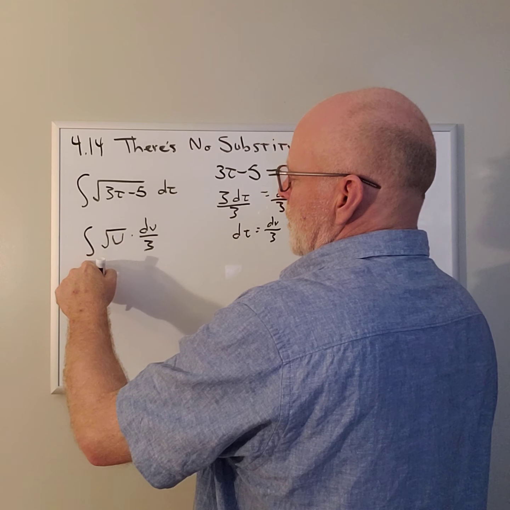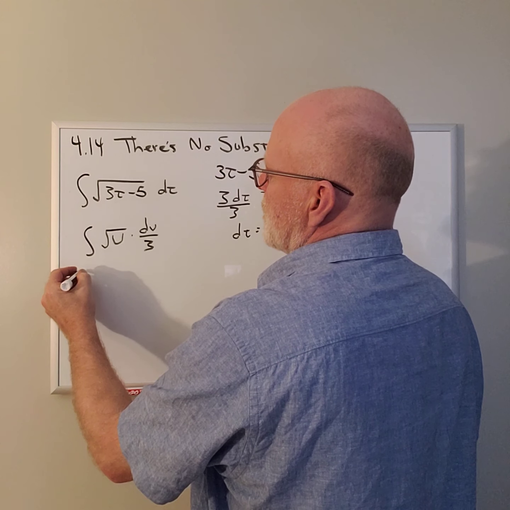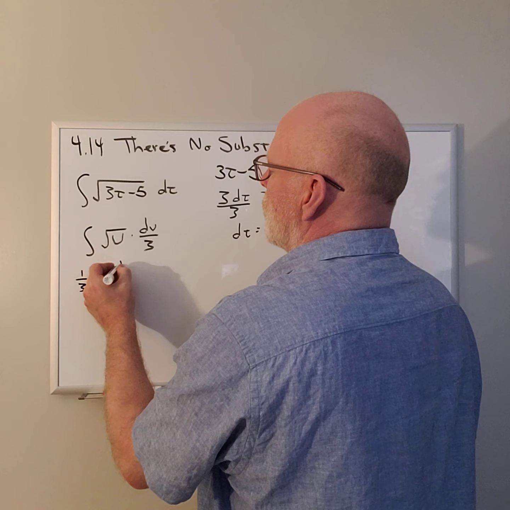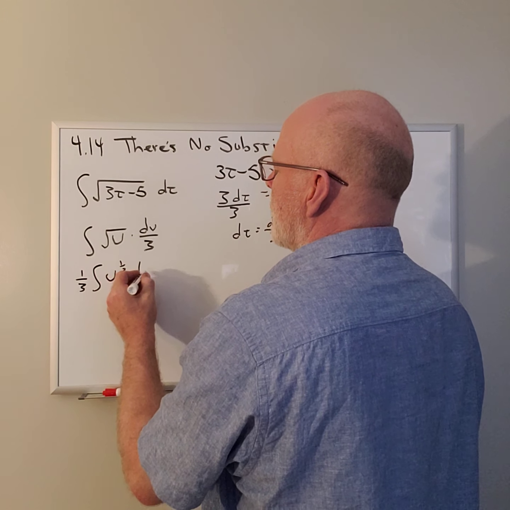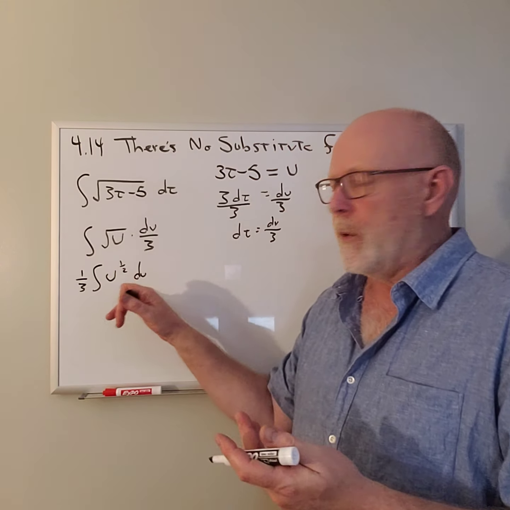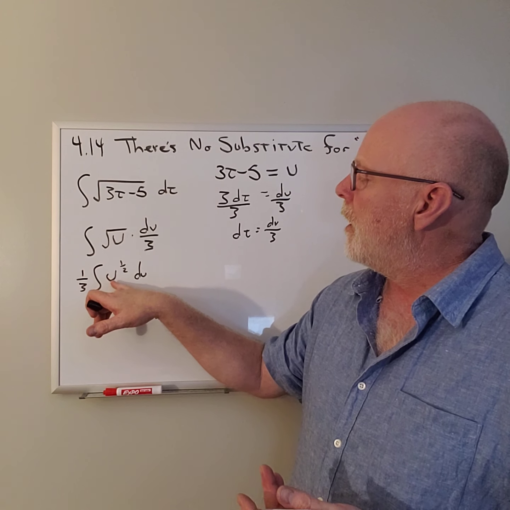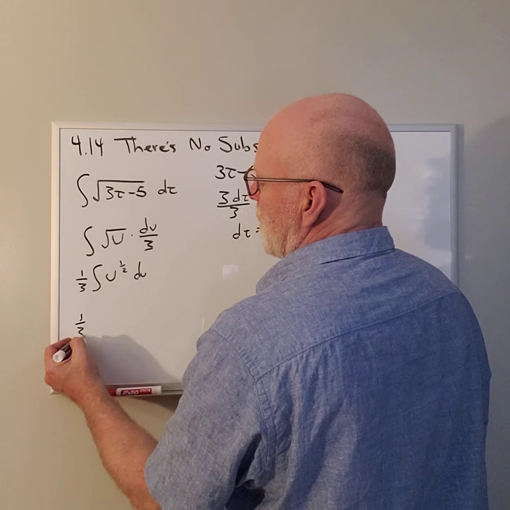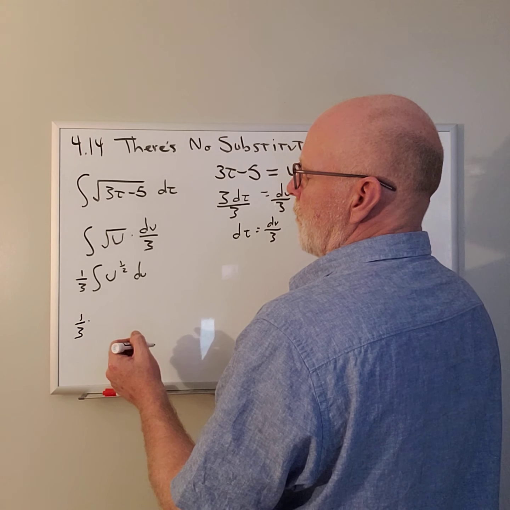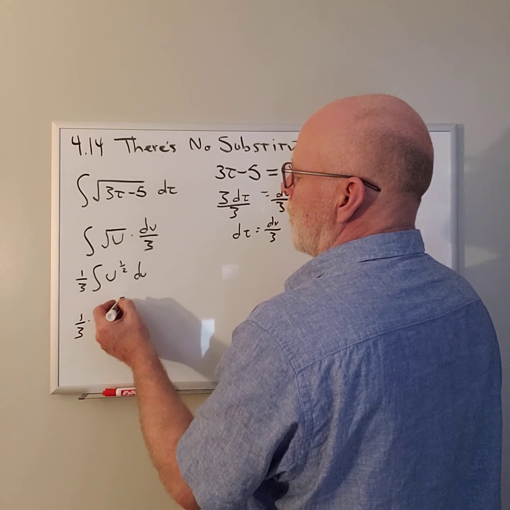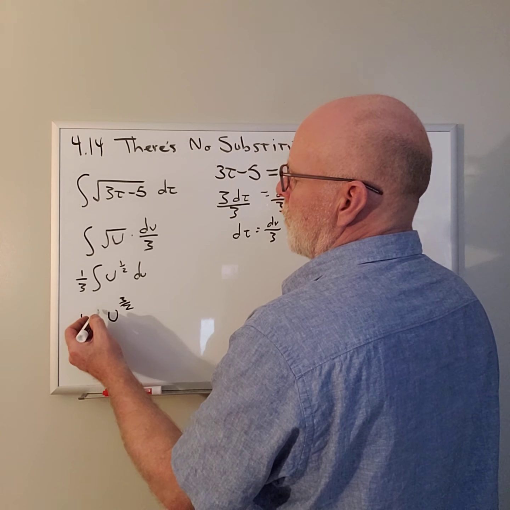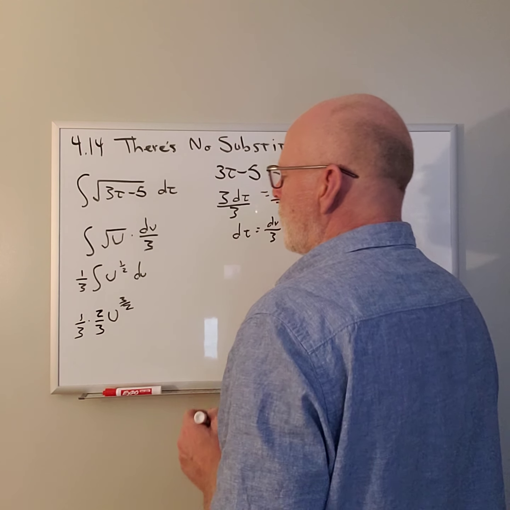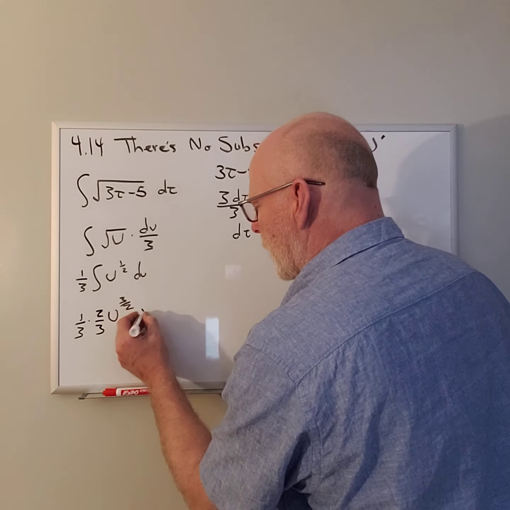So replace this thing with u, then replace the dt with something in terms of du, then perform the integration. Actually, what I would do first is rewrite this as 1/3 the integral of u to the 1/2 power du. That way we don't have to worry about this constant here, and we've got our u to a power. Our integral then is going to be 1/3, keep the constant out in front. We're going to get u to the 3/2 divided by 3/2, or multiplied by 2/3, plus c.